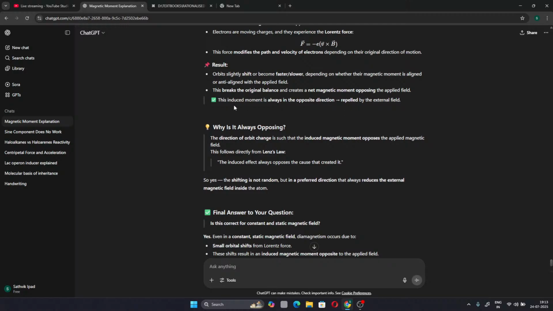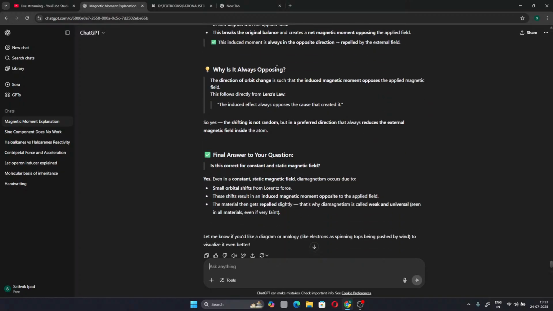This induced magnetic moment is always in the opposite direction, repelled by the external field. The direction of the orbit changes in such a way that the magnetic moment opposes the applied magnetic field.